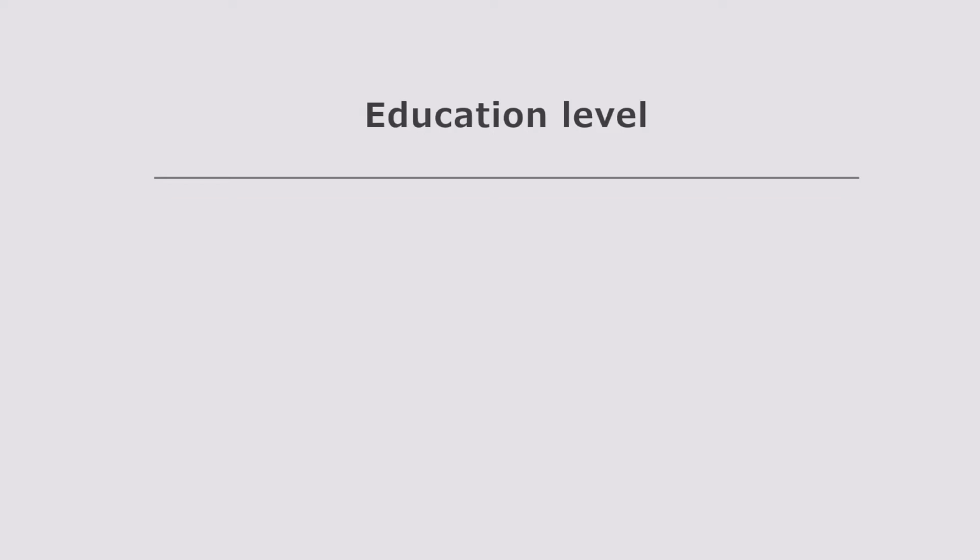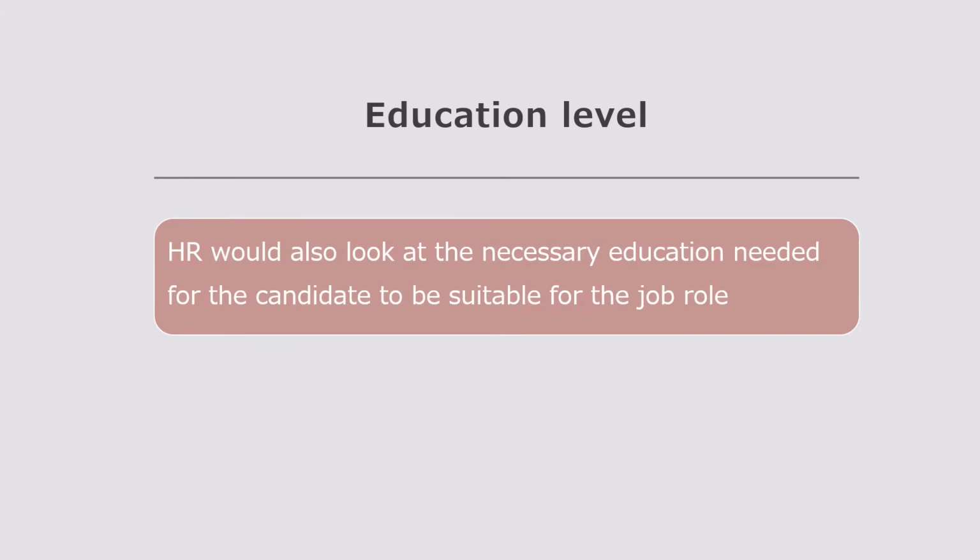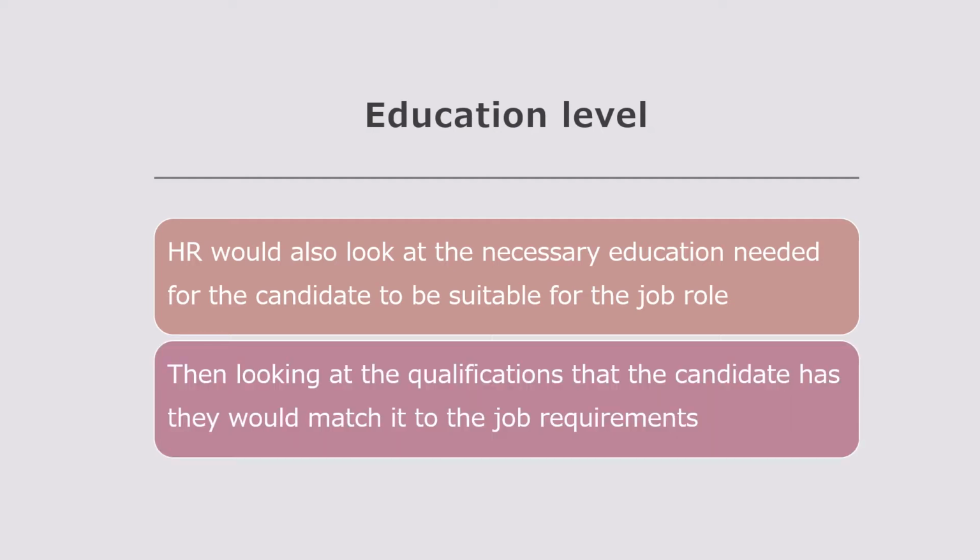They will then look at the education level of the candidate. So HR would also look at the necessary education or qualifications that the candidate needs in order to be suitable for the job role. Then, looking at the qualifications that the candidate has, they would match it to the job requirements. They would then look at the aptitude of the candidate.